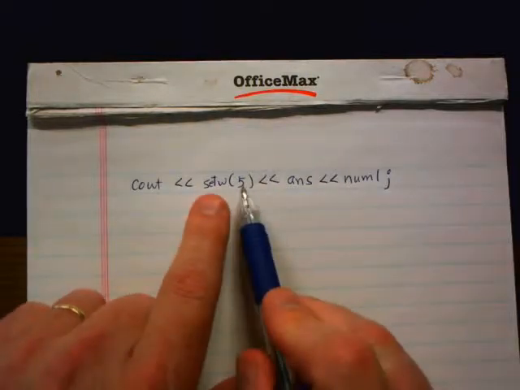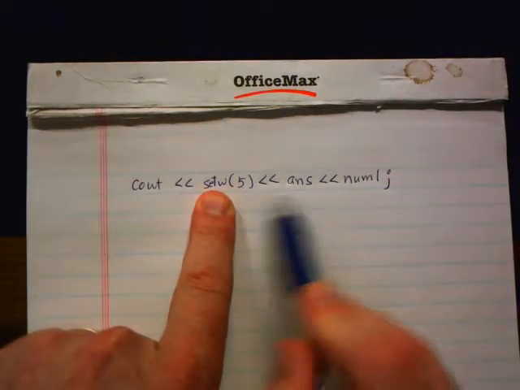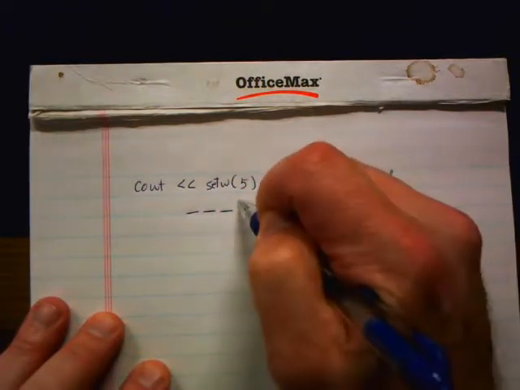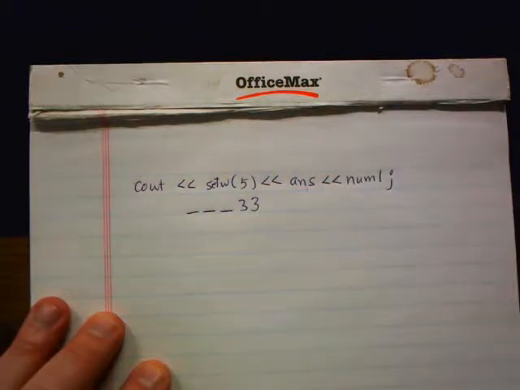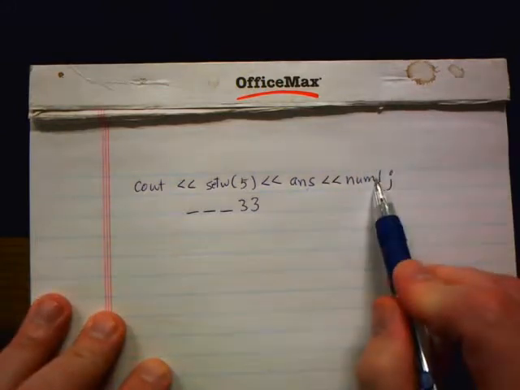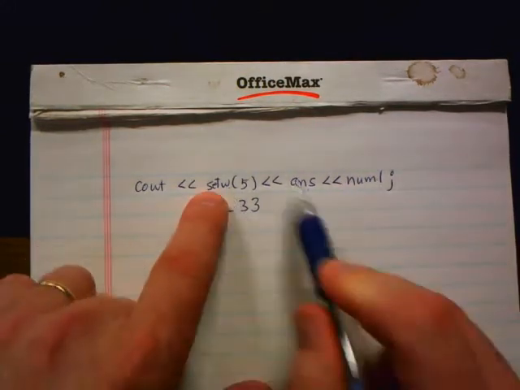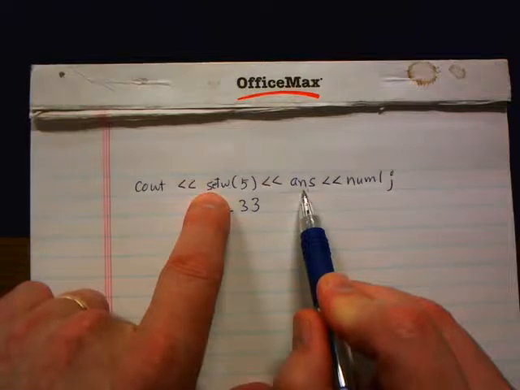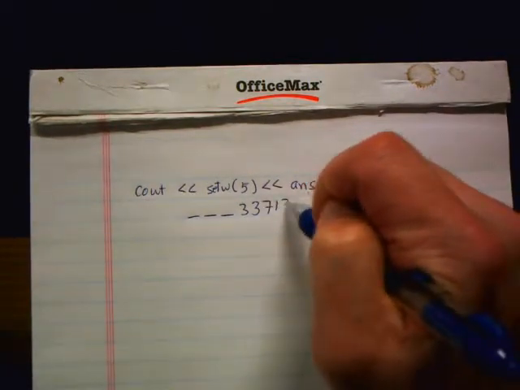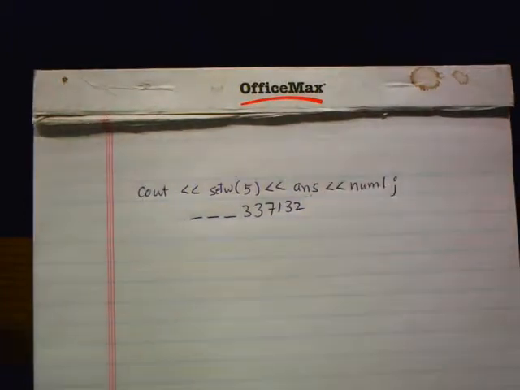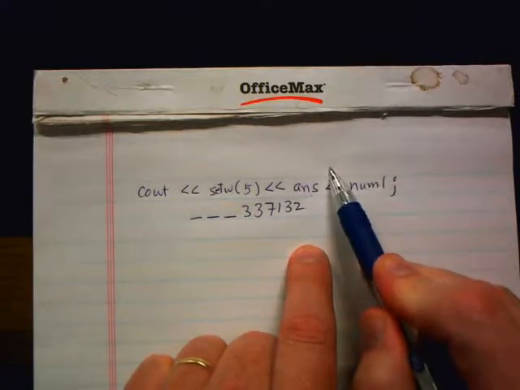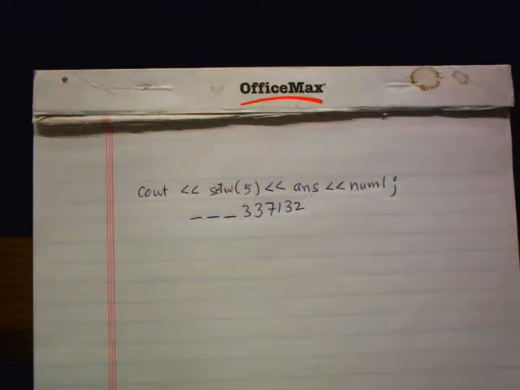It's going to save 5 spaces and print answer. So answer was the number 33. So it'll do that. And then it prints num1. This setw does not affect that num1. Setw only hits the very next thing that comes up. So it would then print num1, which was 7132. It won't put extra spaces in like you think you want it to. So if I wanted the extra spaces, I would need to put another setw 5 right there, and then it would push it out 5 spaces.